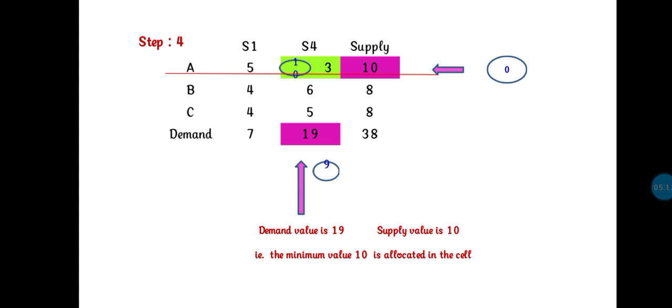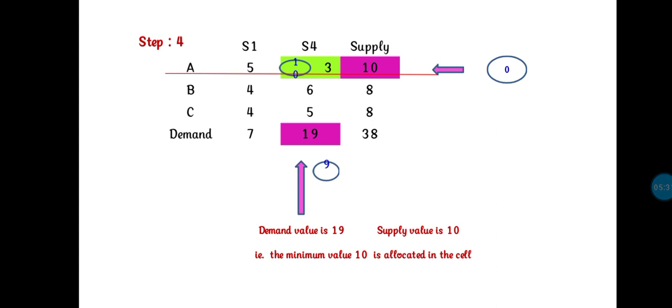So which one is least? The supply value is least. So the supply value 10 is the minimum value. We are going to allocate the same value in the cell of AS4. Now we allocate the value 10 in the cell of AS4.